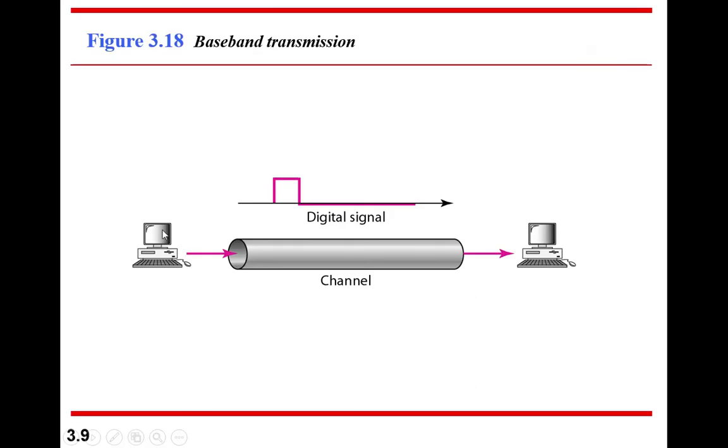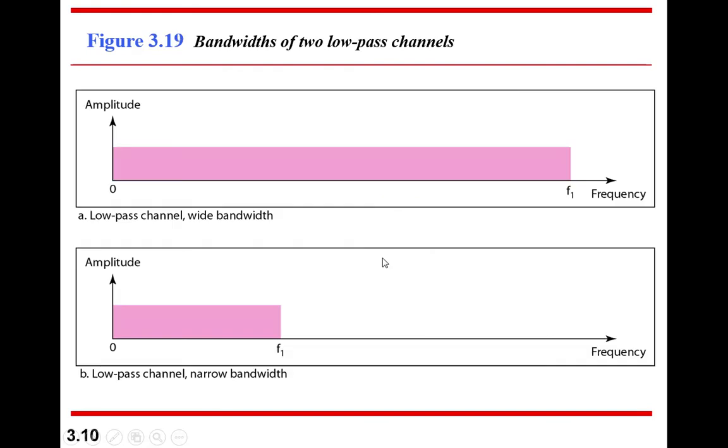For example, this is the node. It generates a digital signal, and the same digital signal is transmitted without changing into an analog signal. This is called baseband. The bandwidth here, for example, you can see this is a low pass channel with wide bandwidth. A low pass channel is one whose frequency starts from 0. So it has wide bandwidth. Here it is a narrow bandwidth, which is less as compared to the bandwidth here.